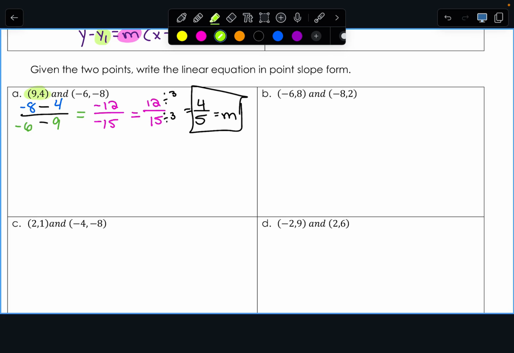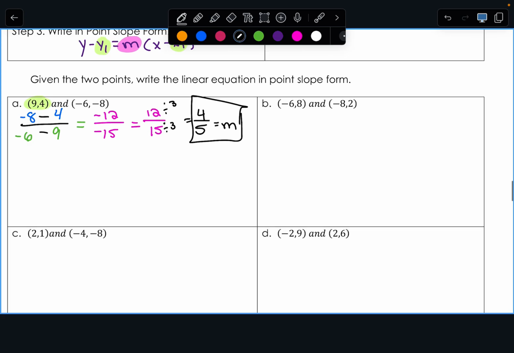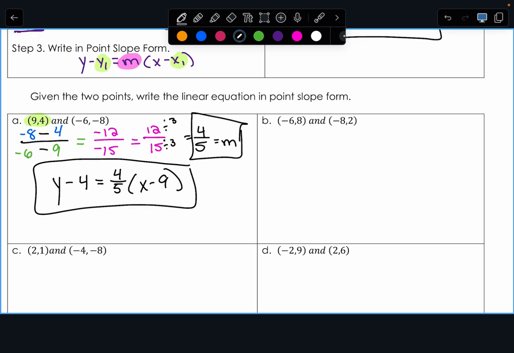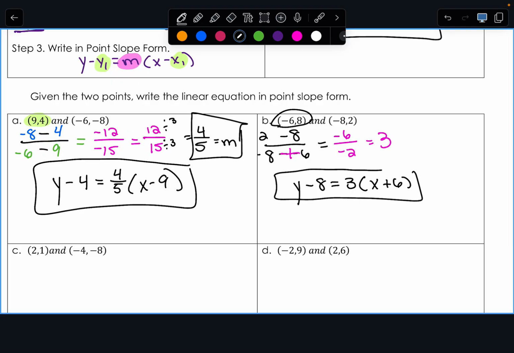Okay, I'm just going to take the first point. I'm leaving the formula right there for you. Y minus y1 equals our slope times x minus x1, and that's our equation of the line. Same thing for the next one. 2 minus 8 equals -8 minus -6. -6 all over double negative makes that a -2. That just is 3. Still going to use my first point. Y minus 8 equals 3 times x plus 6, opposite of what the point is there.